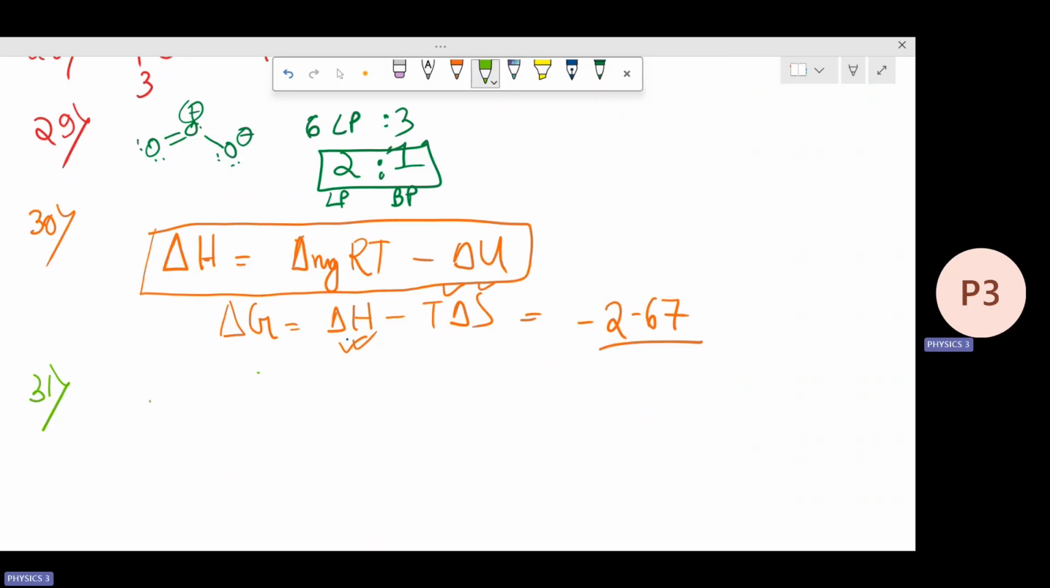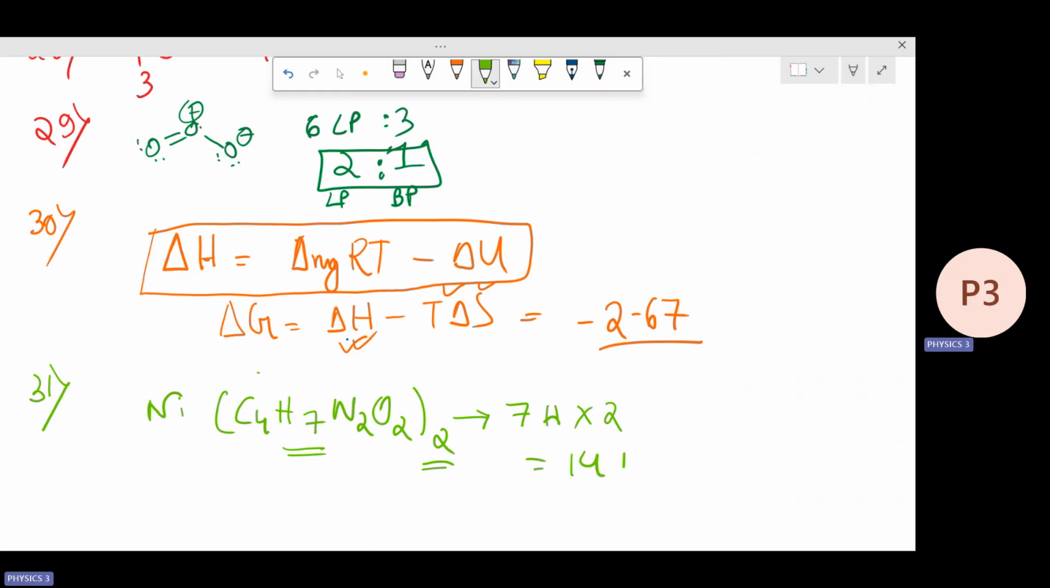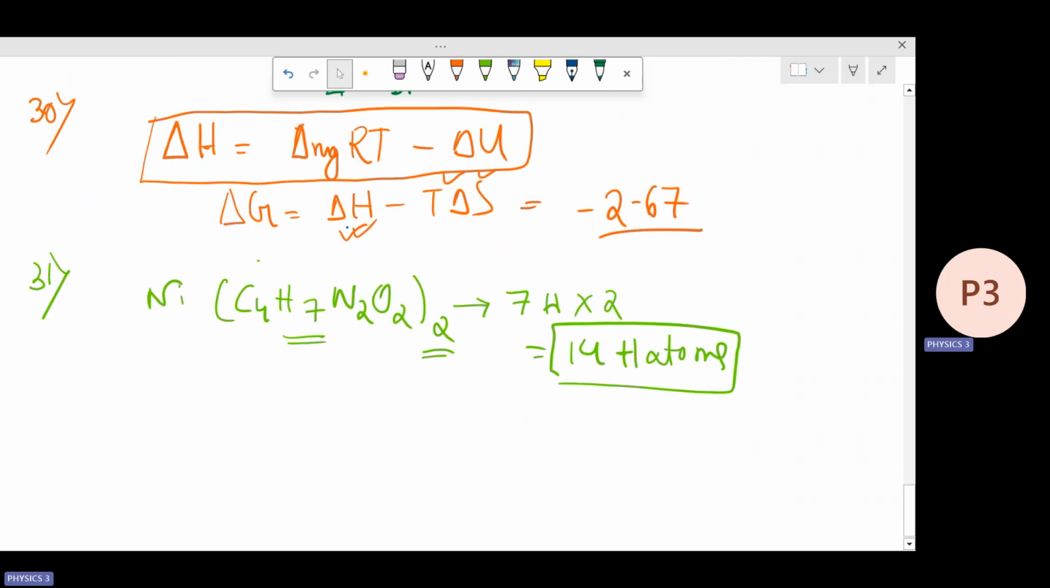So first of all, you need to know the complex. What is the complex? Nickel dimethyl glyoxime DMG complex is defined as Ni(C4H7N2O2) whole 2. In this case, how many hydrogen atoms are there in one? In one, there are 7 hydrogen atoms. Total, how many? 2. So 7 into 2, it will be 14 hydrogen atoms for the whole complex.